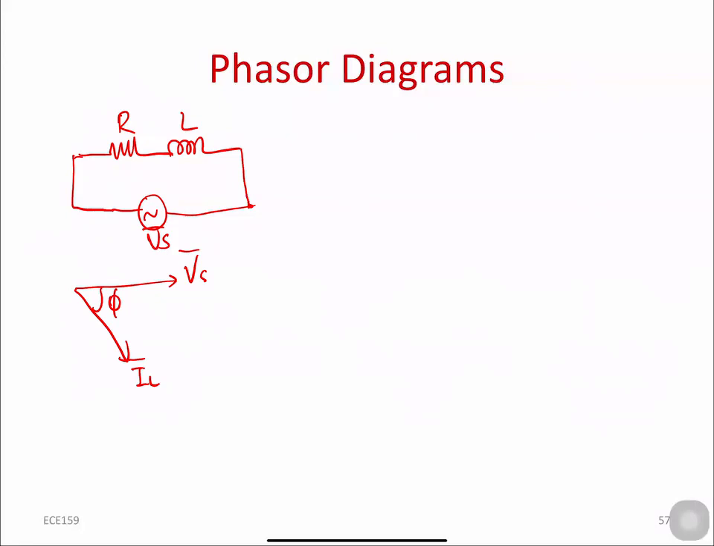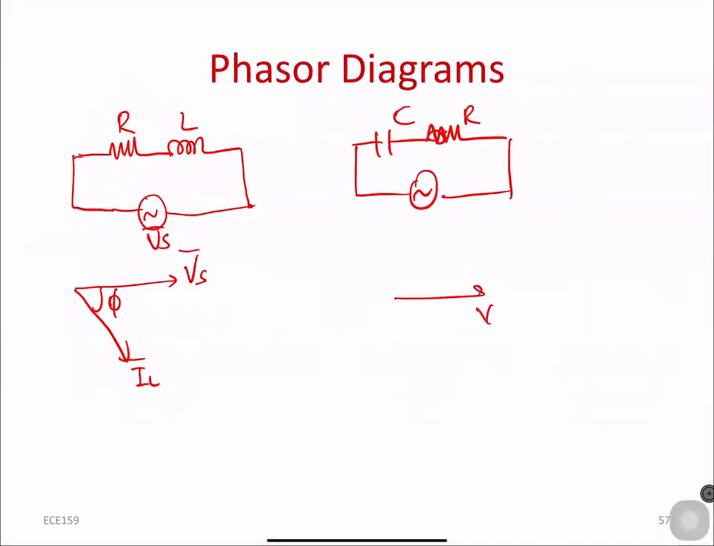Similarly, if we have a capacitive circuit, right, which has a resistor as well, a resistor and a capacitor, and we draw the current, this is how it is going to be represented. Again, it's not going to be 90 degrees, but it's going to be somewhere between 0 and 90 degrees.